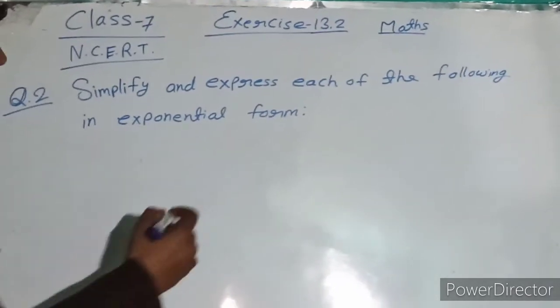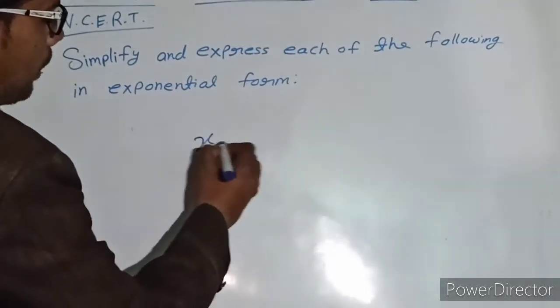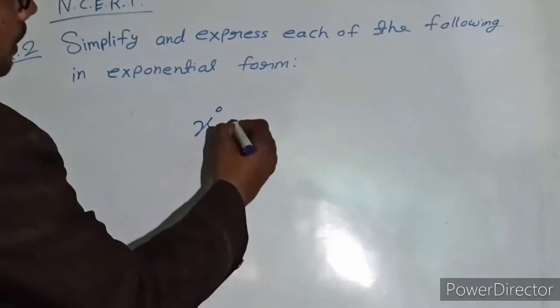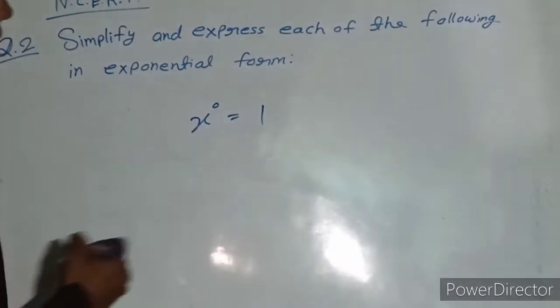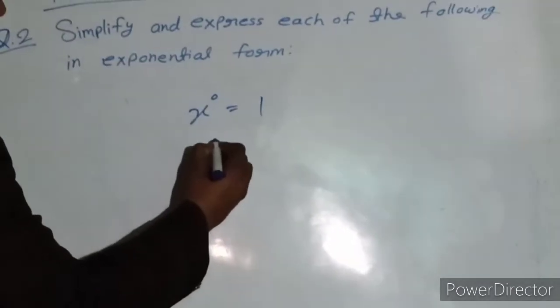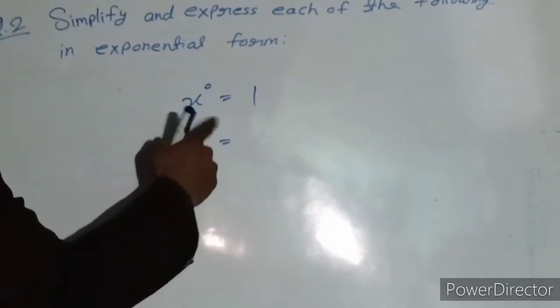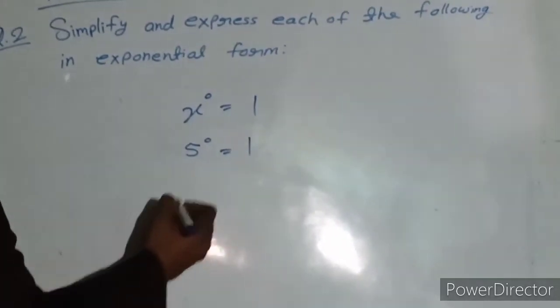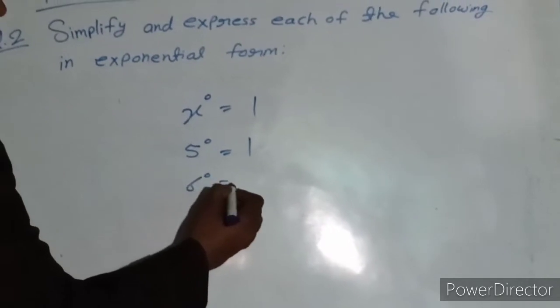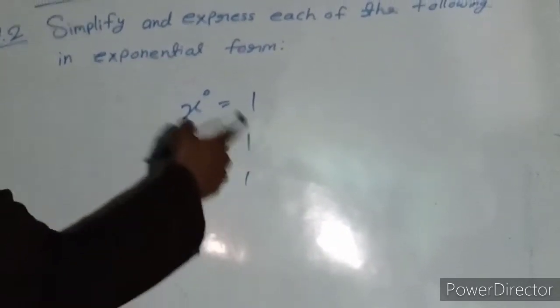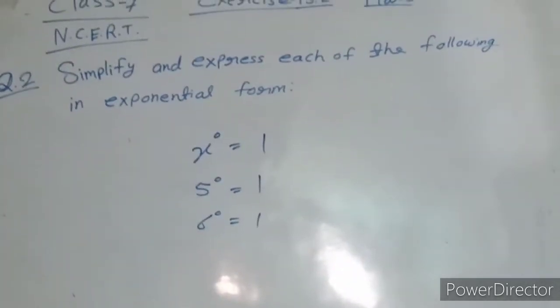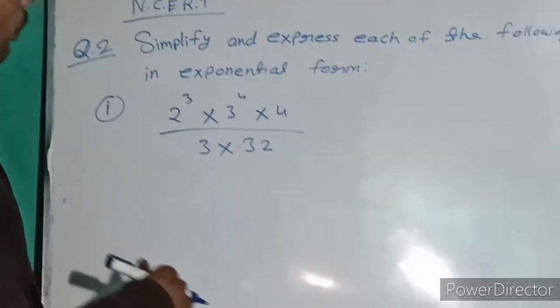Always remember one thing: if the power of any number is 0, then the answer will be 1. Suppose you have 5 raised to the power 0, the answer will be 1. 6 raised to the power 0, the answer will be 1. So this is an important thing. Okay, now take question number 1.